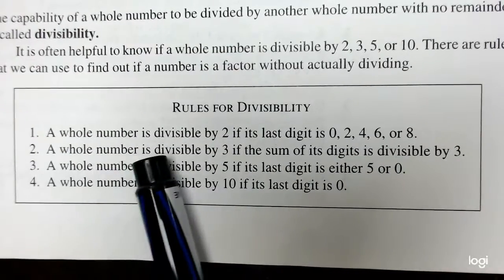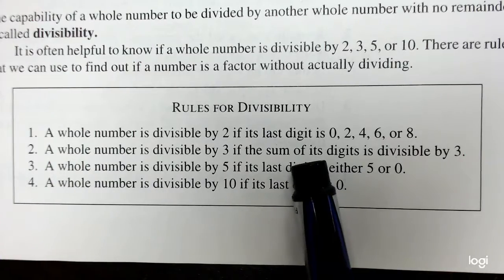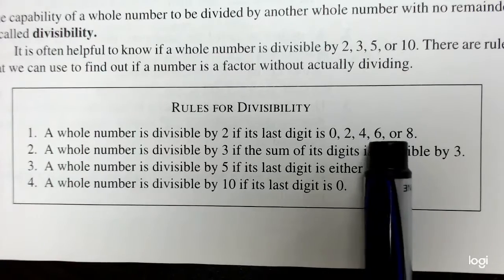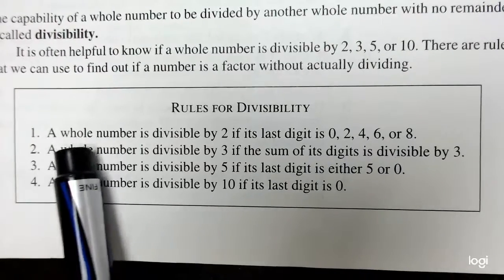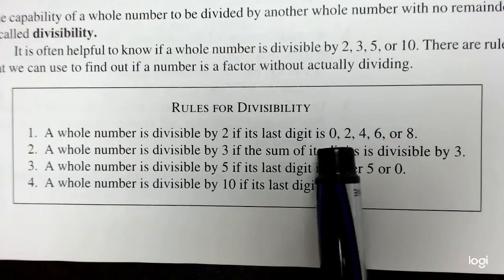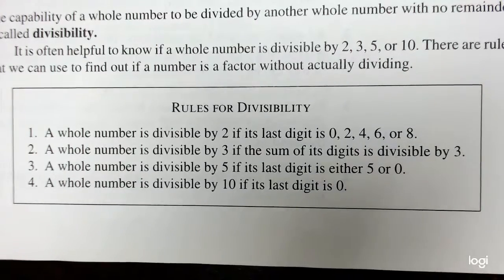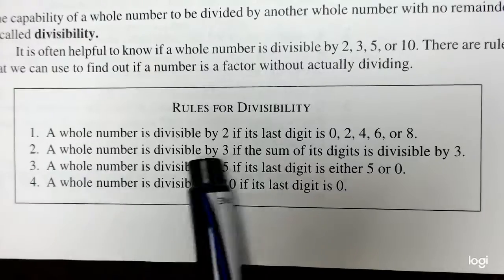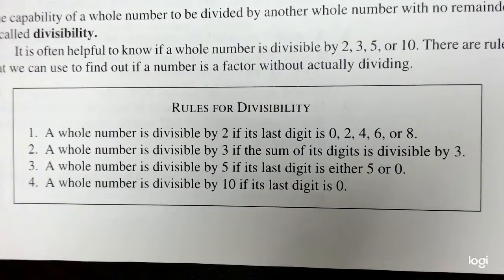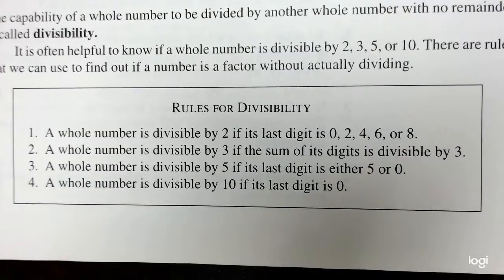First one is a whole number is divisible by 2 if its last digit is 0, 2, 4, 6, or 8. What that essentially means is all even numbers are divisible by 2, because if a number's last digit is 0, 2, 4, 6, or 8, that means it's an even number. So every even number is divisible by 2. So the first thing you want to check for rules of divisibility is your number even? If it is, it can be divided by 2.